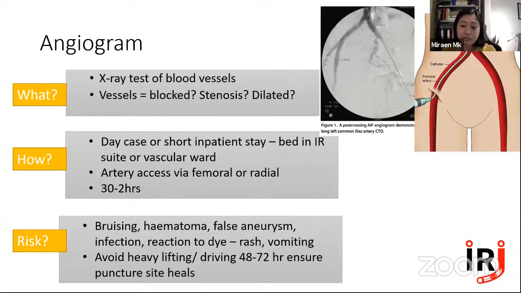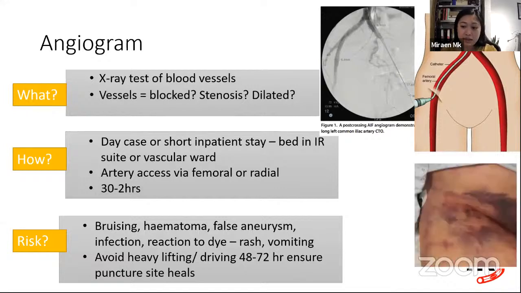So it varies. Common risks and complications, so obvious ones are bruising, hematoma, false aneurysm. So bruising and swelling. Bruising can look like this, quite dramatic, but the main thing is just to take note and observe and make sure it doesn't get worse. So the idea is, it gets better. If it gets worse, then let someone know and we can think about it again.